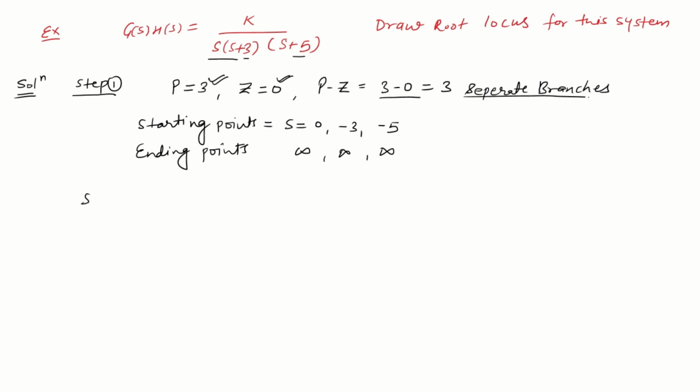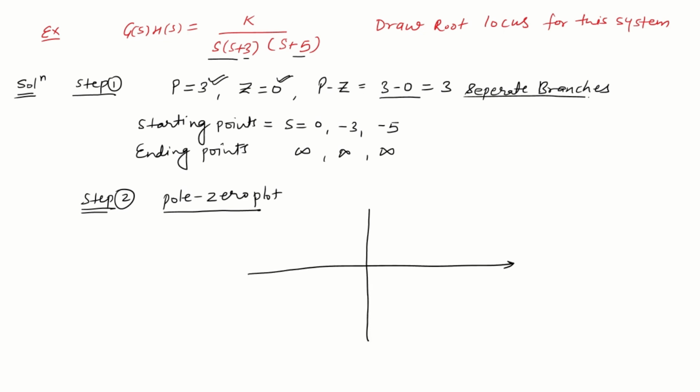Now, step number 2. In step number 2, we will find out the pole-zero plot of this problem. So, let me draw here a pole-zero plot in which we have a real axis and imaginary axis, the j omega axis, and in this we will locate all the poles and zeros. So, we have one pole at s equals 0, one pole at s equals minus 3, and at s equals minus 5 we have another pole. So, we have 3 poles at 0, minus 3, and minus 5. So, this is the pole-zero plot.